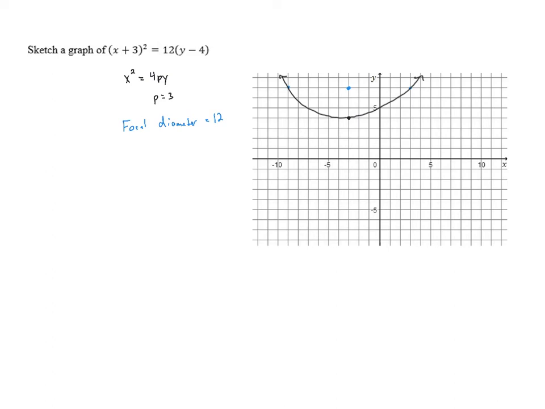Lastly, if we happen to want the directrix, we remember that the directrix is in the opposite direction from the focus, the same distance. So we're going to go down 3 units there. And then the directrix is going to be this horizontal line, which we can see is the line y = 1, in case it's something we were asked for.